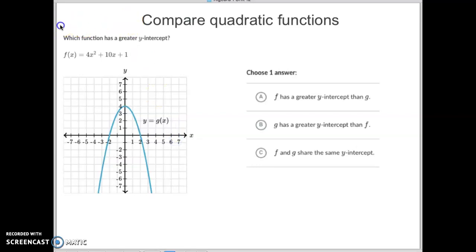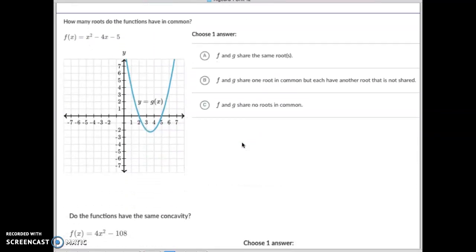Okay? In this case, they want to know which one has the greater y-intercept. Well, the y-intercept in this one is 1. So f has a y-intercept of 1, and the y-intercept for the g function is 4. So you'll notice that the g function has a greater y-intercept than the f function. So that's your answer. We're just doing what they're asking for. Okay, here comes another one.